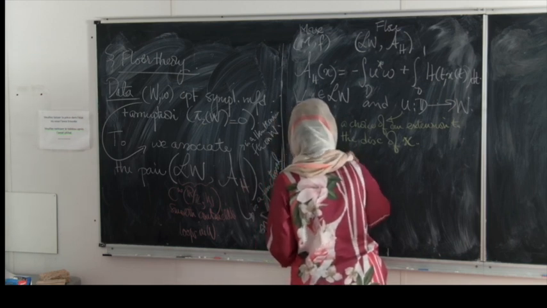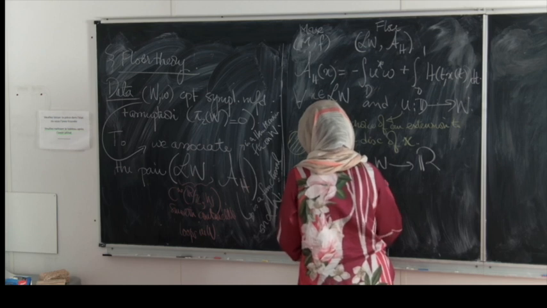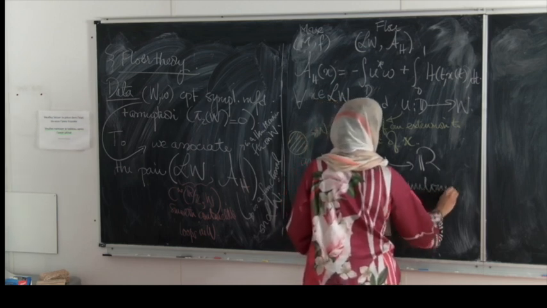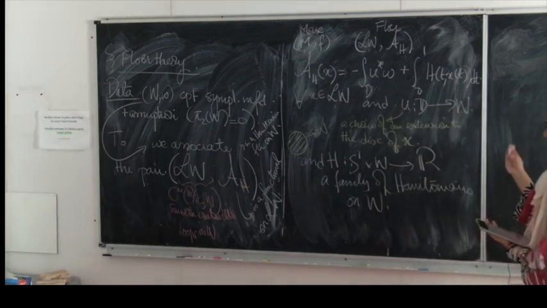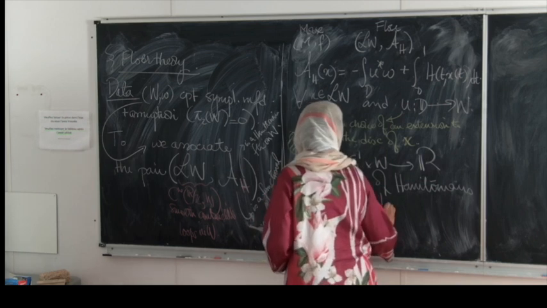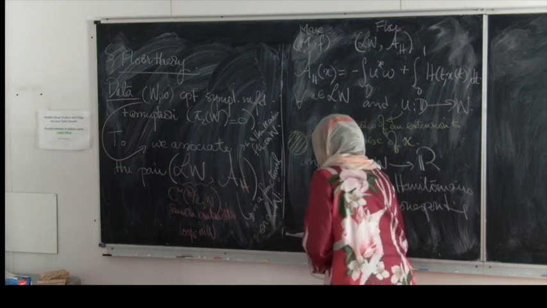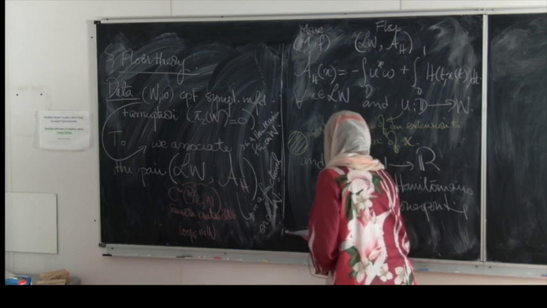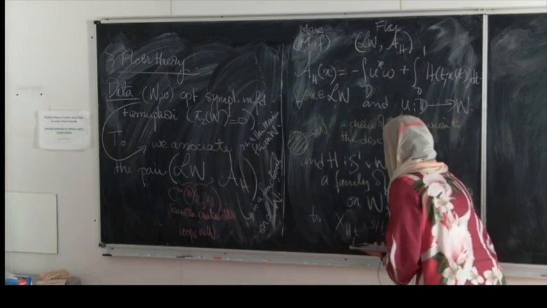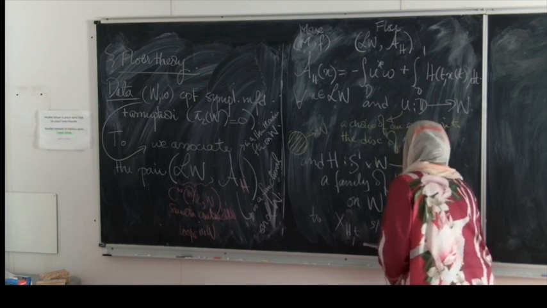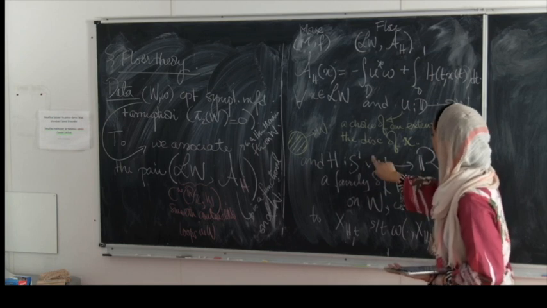And there's an H that appeared. This H is a map from S^1 cross W to R, which is a family of Hamiltonians on W, which govern the dynamics on the symplectic manifold, corresponding to Hamiltonian vector fields X_{H_t}, such that omega(X_{H_t}, ·) is dH_t for all t. Okay, so for every t over here, you have an H_t, which is a map from W to R.